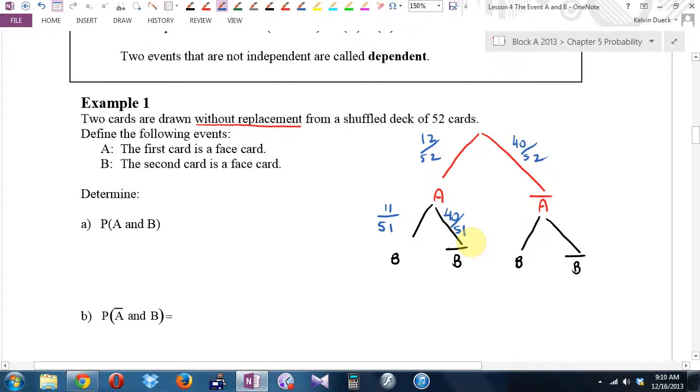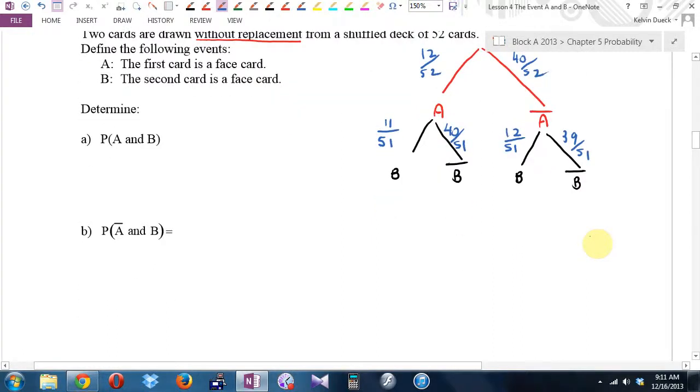Now, in the other branch, Jordan, we didn't get a face card. So, Jordan, how many face cards are still left in the deck then? 12. Out of? 51. How many non-face cards are left in the deck? 39 out of 51. Are the 2 bottom branches identical? That's how you know these are dependent. It also means that the probability of B given A isn't the same as the probability of B given not A. 11 out of 51 isn't the same as 12 out of 51, but that's how you know. Okay, we've got our tree.